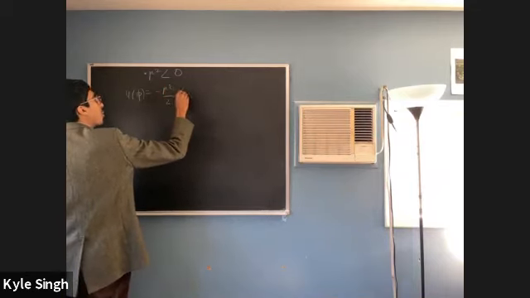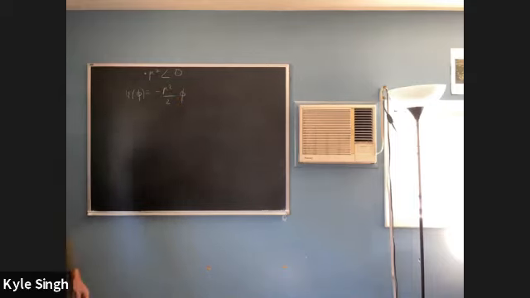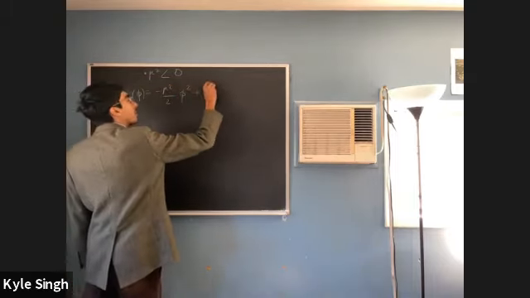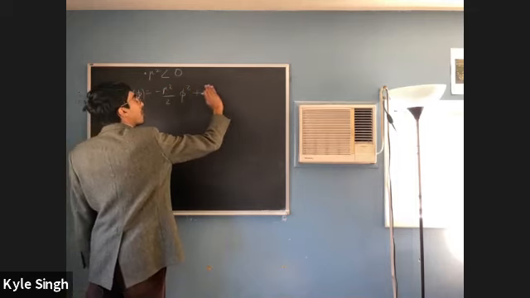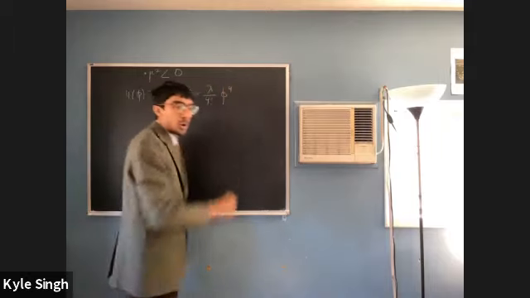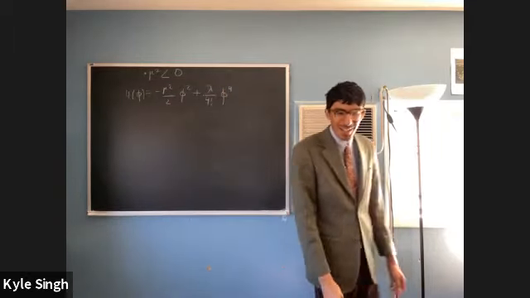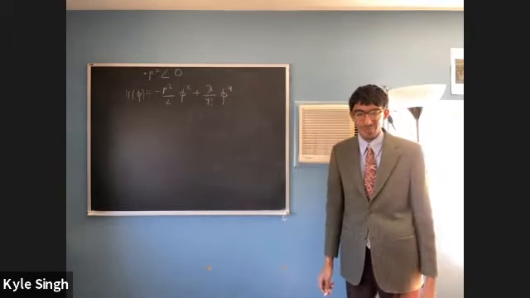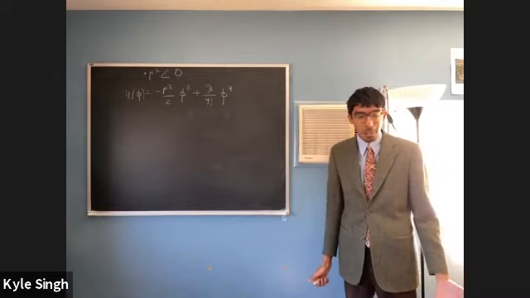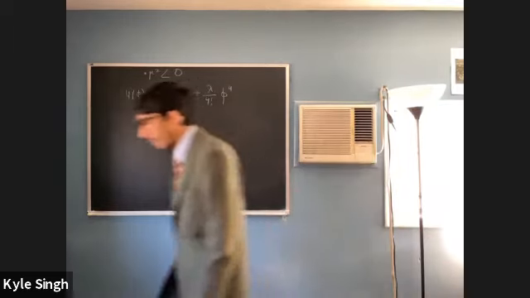Mu squared over 2 phi squared, lambda over 4 factorial phi to the 4th. Okay, it changes the sign of the potential term. This is a big deal. Why is this a big deal now?